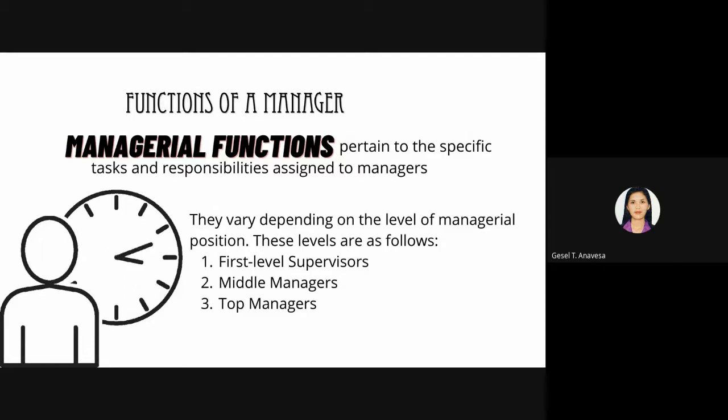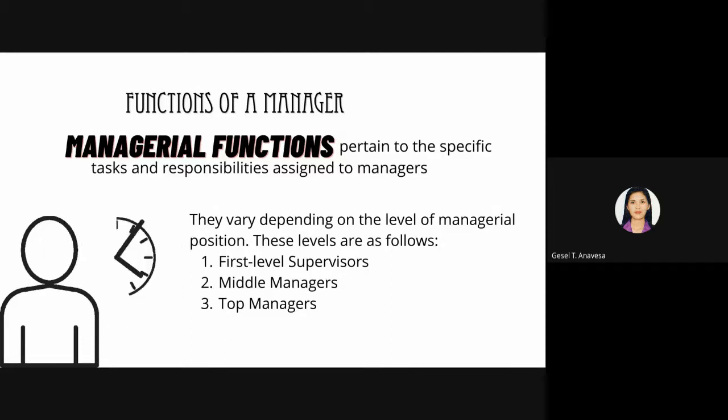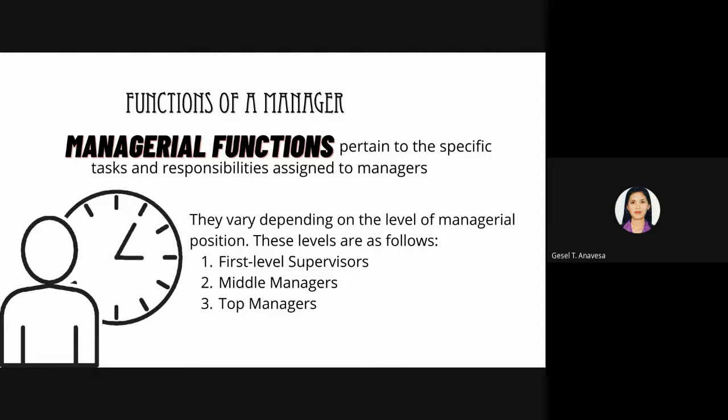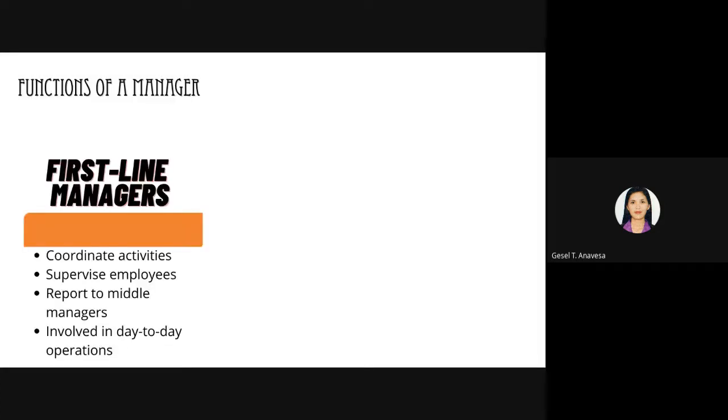So managerial functions pertain to the specific task and responsibility assigned to managers. They vary depending on the level of managerial position. So these levels are as follows: first-level superiors, middle managers, and top managers. The first-line managers are the managers who will coordinate activities, supervise employees, report to the middle managers, and are involved in day-to-day operations.